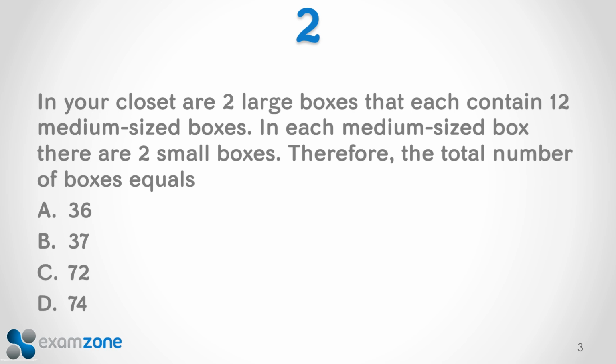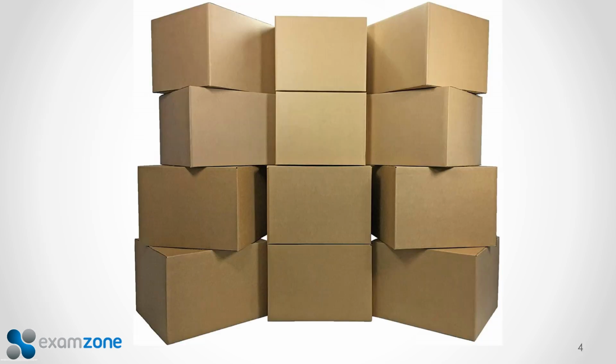Now you might be able to imagine all this. 2 large boxes, each one has 12 medium, each of those has 2 small. That's kind of hard to do all in your head. I think you'd have to sketch it out, picture it. Now this is just inside one of the large boxes. So I guess the white space is the large box. And we've got 12 medium. In each one there are 2 small.